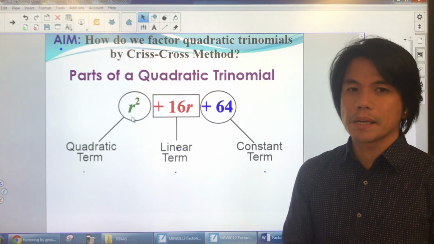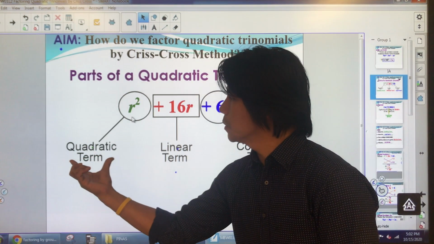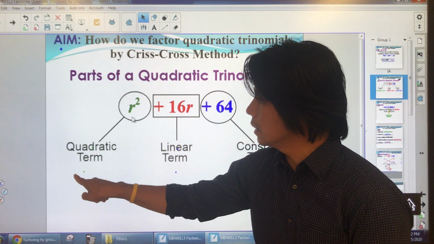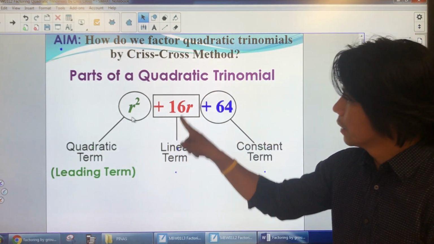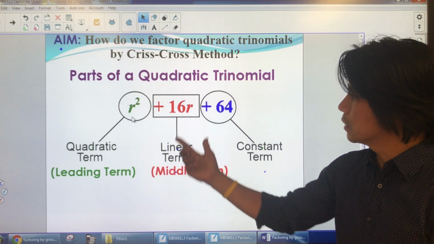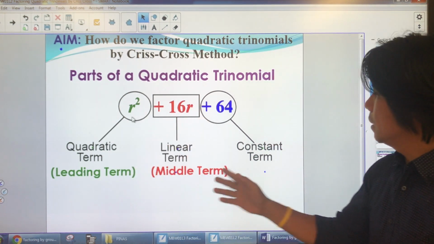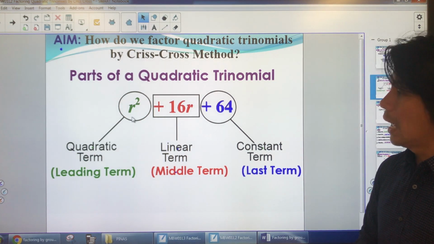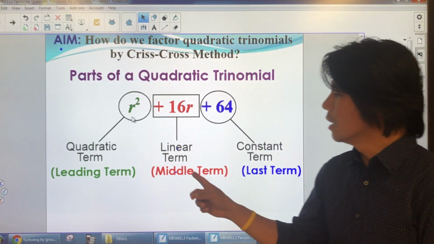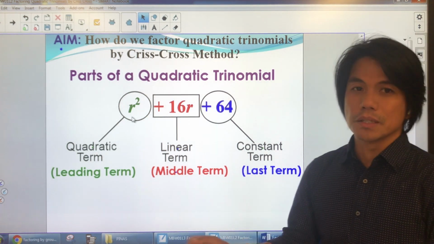Now for this topic, instead of using quadratic term, I'm going to call it leading term. This is the middle term. Obviously it's in the middle. This is leading, middle, and this must be last term. So you're going to hear me using these terminologies.